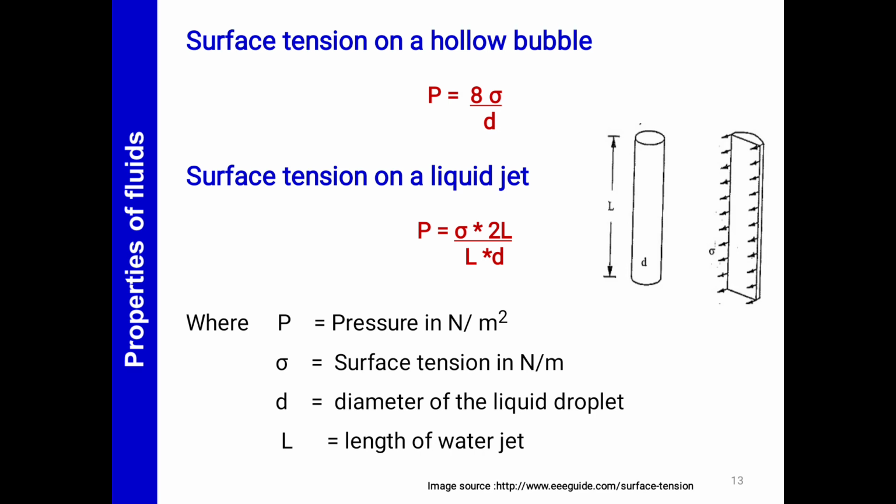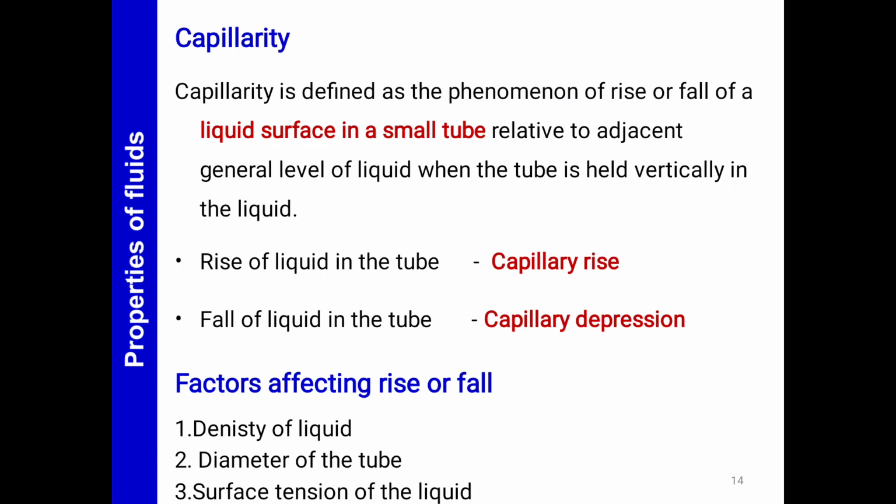On a liquid jet, P is equal to sigma into 2L divided by L into d, where capital P represents the pressure in Newton per meter square, sigma represents the surface tension in Newton per meter, small d represents the diameter of liquid droplet, capital L represents the length of water jet.